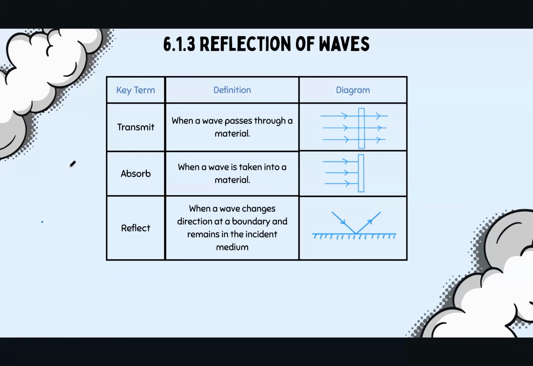Now, waves can either transmit, absorb, or reflect. So when a wave passes through a material, that's transmitting. When a wave is taken into a material, that's absorption. And reflect is when a wave changes direction at a boundary and remains in the incident medium. So if we're going, for example, from the air and this was glass, the boundary is the line in between the two different mediums.